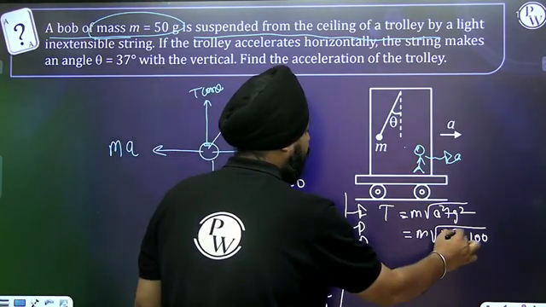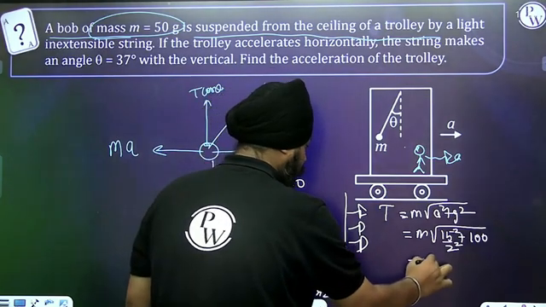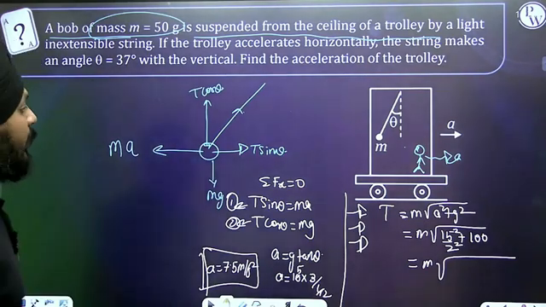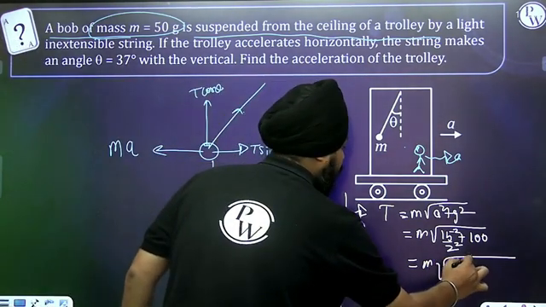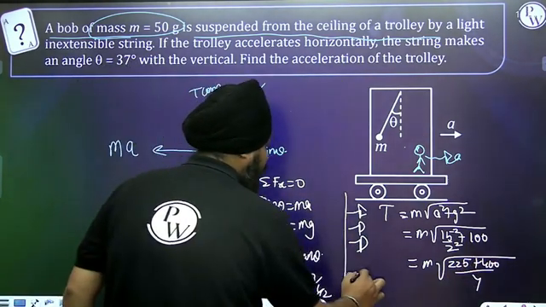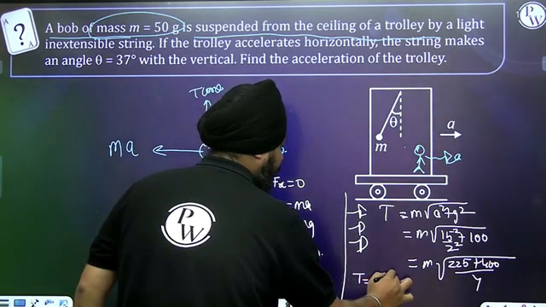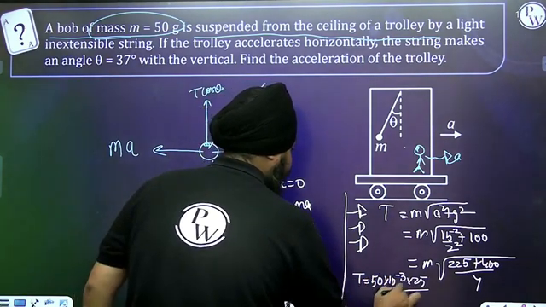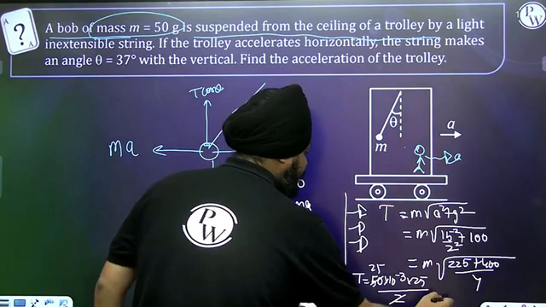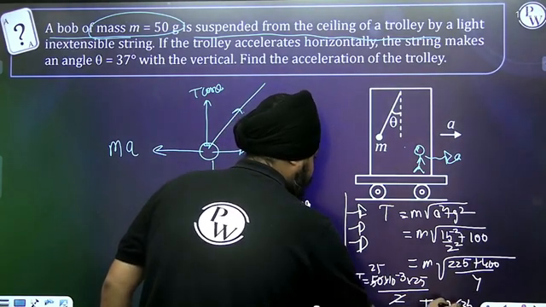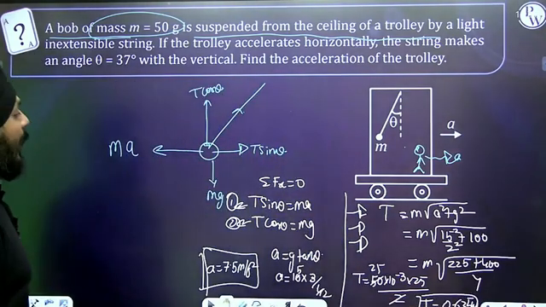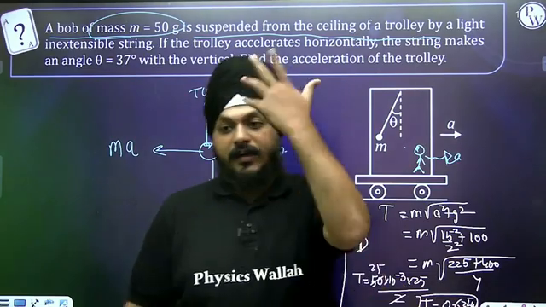It is 15 by 2, so 15 square by 2 square, I'm sorry, 225. So it's 225 plus 400 by 4. So tension is going to be 50 into 10 to the power minus 3 into 25 by 2. Tension is going to be 0.625 Newton. So one, acceleration is calculated, secondly, tension is calculated.